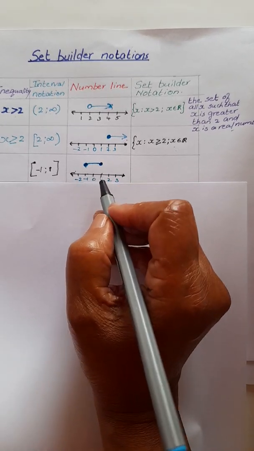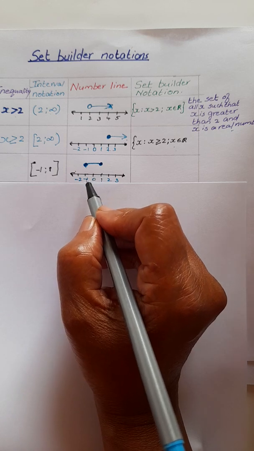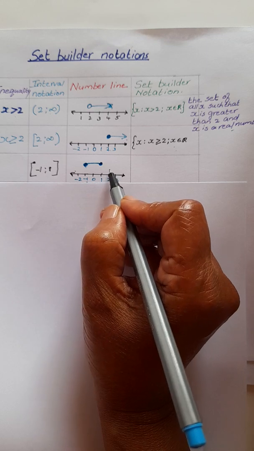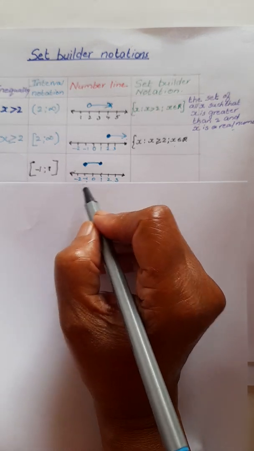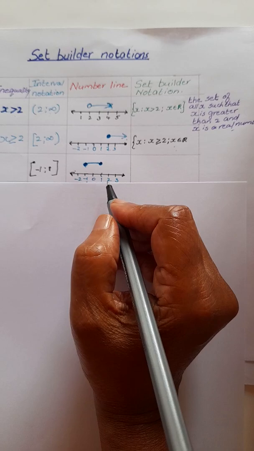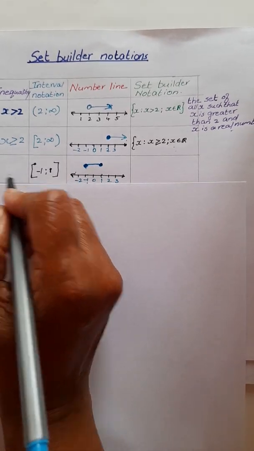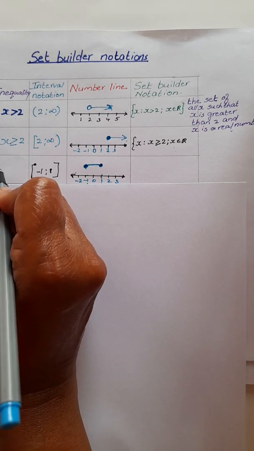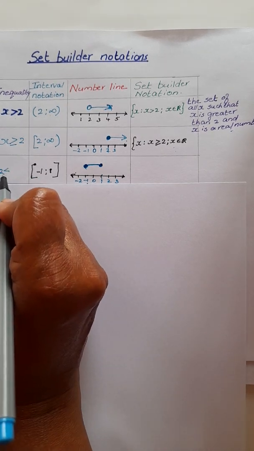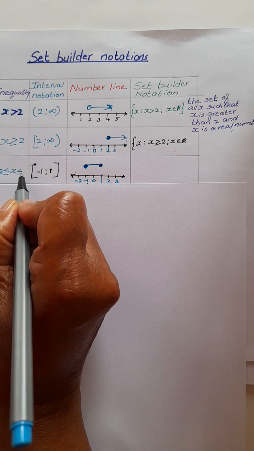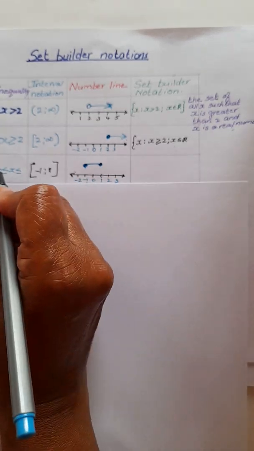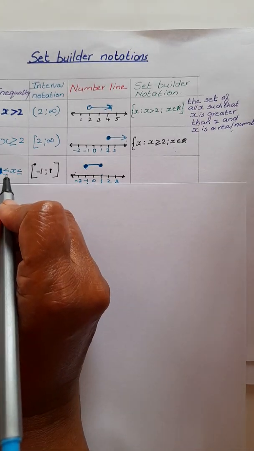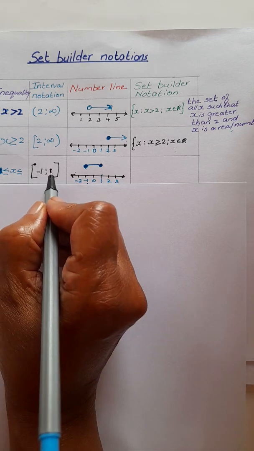So in other words, there are two inequalities combined here. One is x is greater than or equal to negative 1, and the other is x less than or equal to 1. So let's write the inequality. We are starting from negative 2, and it starts at negative 1. So it's negative 1 less than or equal to x, less than or equal to 1.